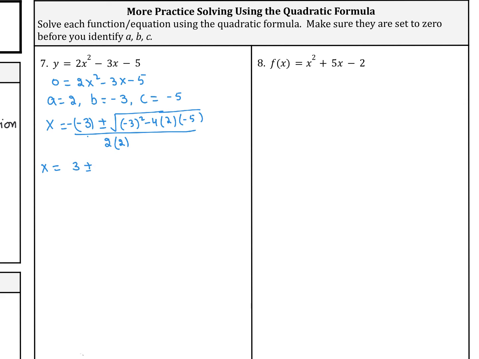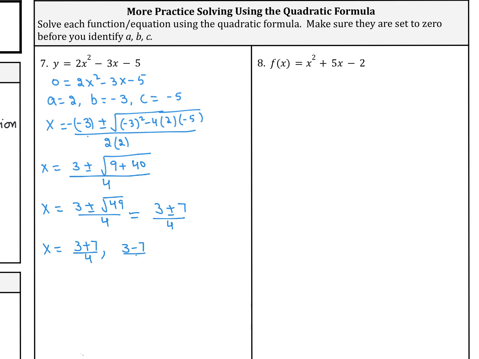So you got 3 plus or minus the square root of 9 plus 4 times 2, which is 8, times negative 5, positive 40, divided by 4. X equals 3 plus or minus square root 49 divided by 4, and that is plus or minus 7, because the square root of 49 is 7. You have two equations, one with the plus 7 divided by 4, and 3 minus 7 divided by 4. That is 10 divided by 4, and negative 4 divided by 4. So you got two answers, 5 over 2 comma negative 1.